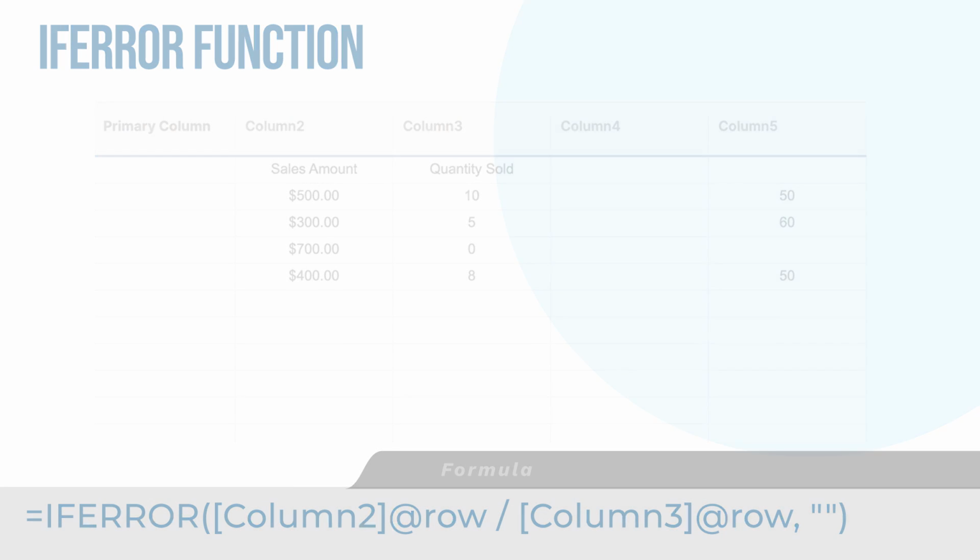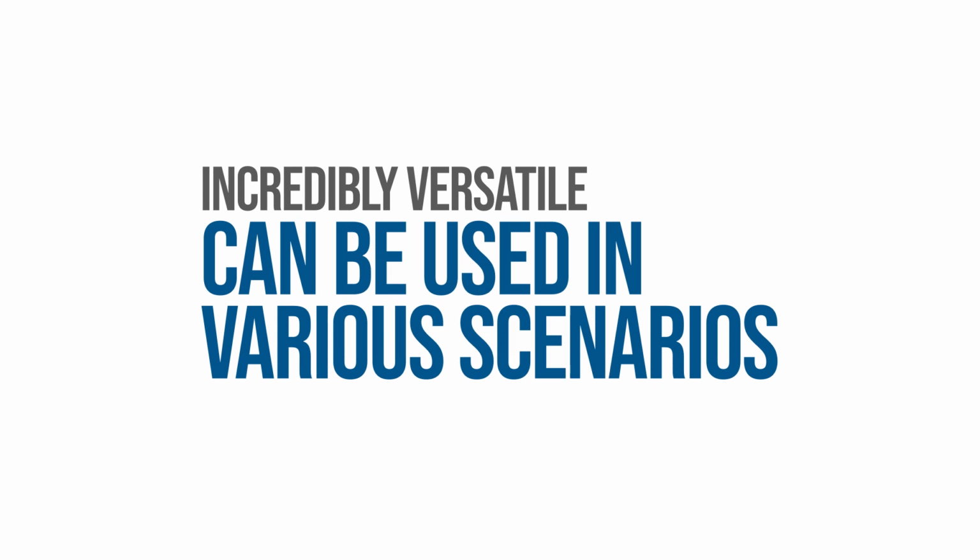And there you have it. We've successfully used the IFERROR function in SmartSheet to handle errors in our average sale price calculation. The IFERROR function is incredibly versatile and can be used in various scenarios to manage errors and keep your data clean. Whether you're dealing with division errors, lookup errors, or any other type of formula error, IFERROR has you covered. That's it for today's tutorial on the IFERROR function in SmartSheet.